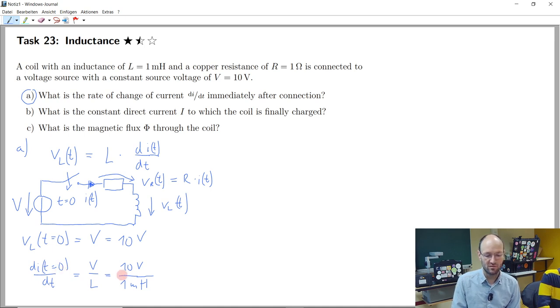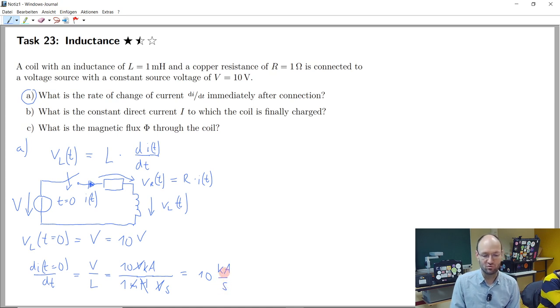Ampere per second. And Henry can also be written as volt seconds divided by ampere. So the volts will cancel each other. We get ampere per second, which is nice. And yeah, 1 milli in the denominator is the same as 1 kilo in the numerator. So we get 10 kilo ampere per second.